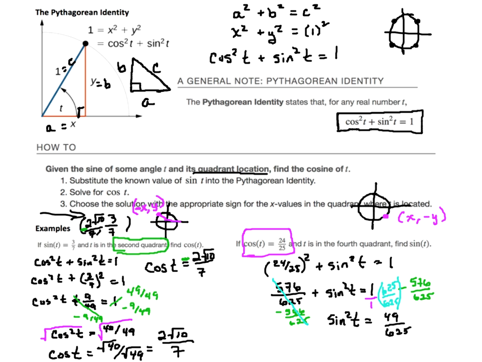Luckily, both of those are perfect squares, so when I come back and take the square root of both sides, I end up with the sine of t equaling either positive or negative 7/25. And I have to decide, okay, which one is it? Well, my y value, which is my sine of t, my y value is negative in the fourth quadrant, so I end up choosing negative 7/25.